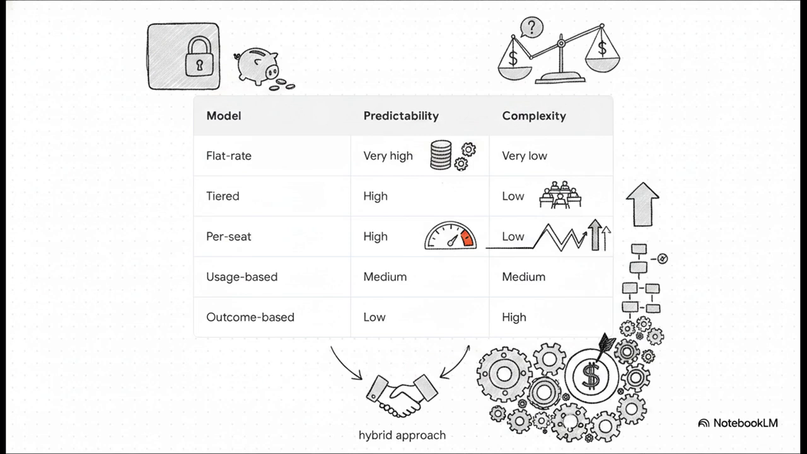Flat rate, great revenue predictability, but it's rigid and you're definitely leaving money on the table. On the flip side, outcome-based pricing perfectly aligns with customer value because you only charge for success, but the complexity is just off the charts. That's why most mature SaaS companies are finding they need a hybrid approach.